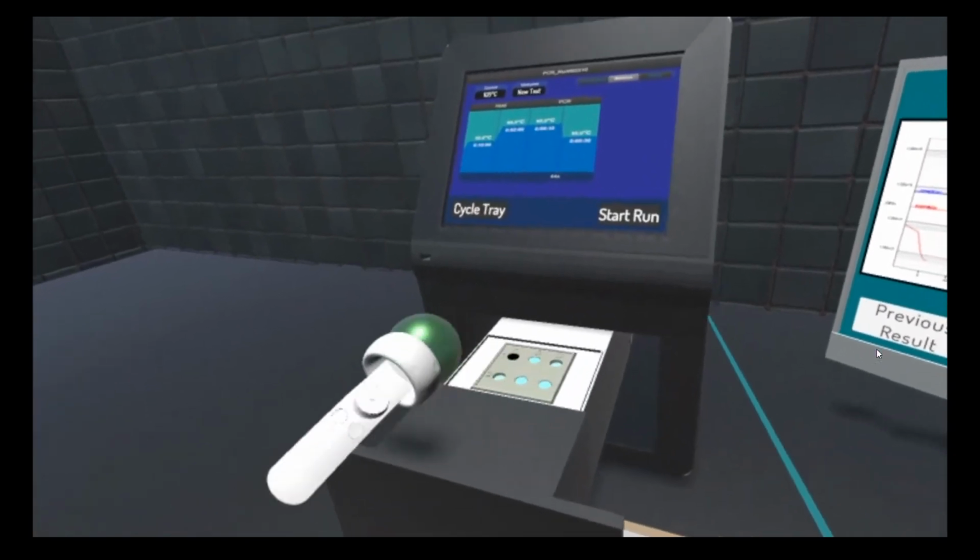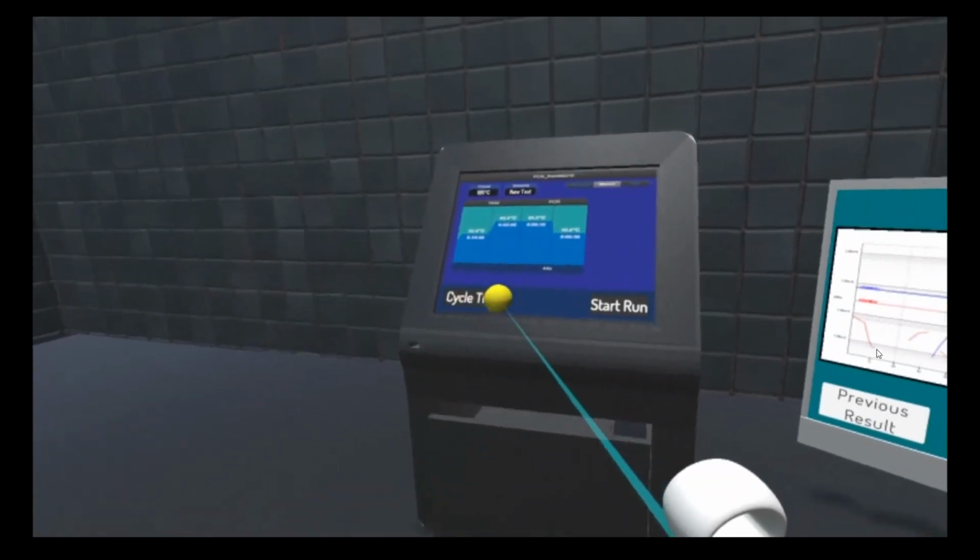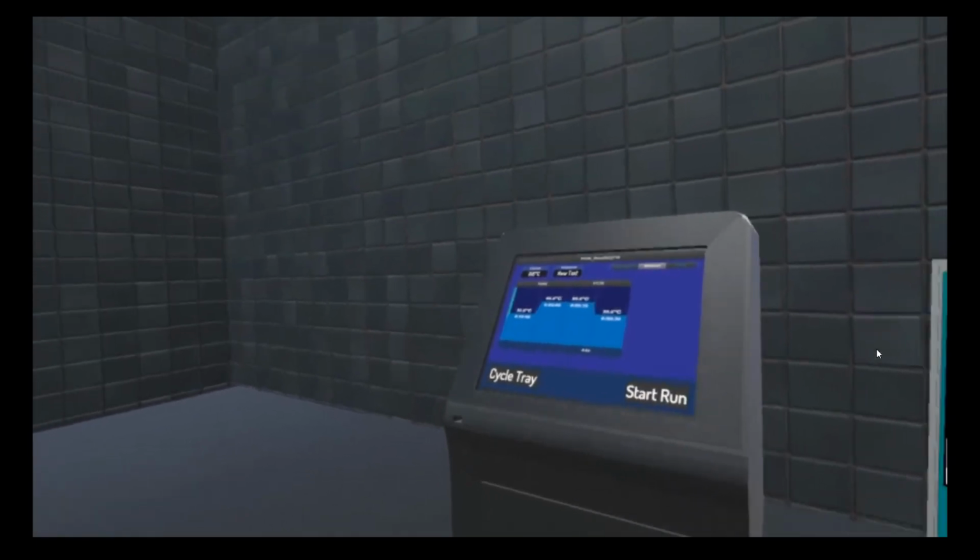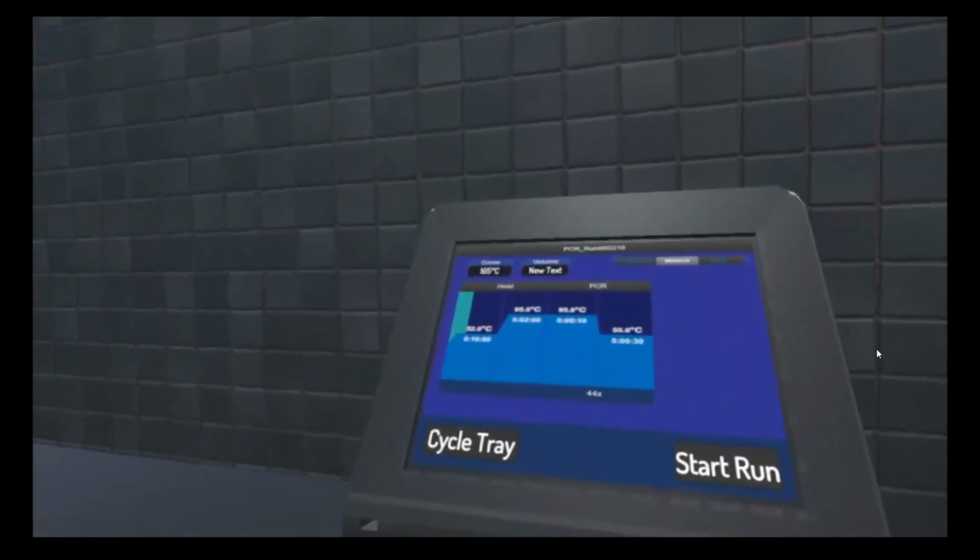The correct choices and mistakes made along the way are tracked and recorded, so that at the end the student can understand what they did right, what they did wrong, and how they can improve.